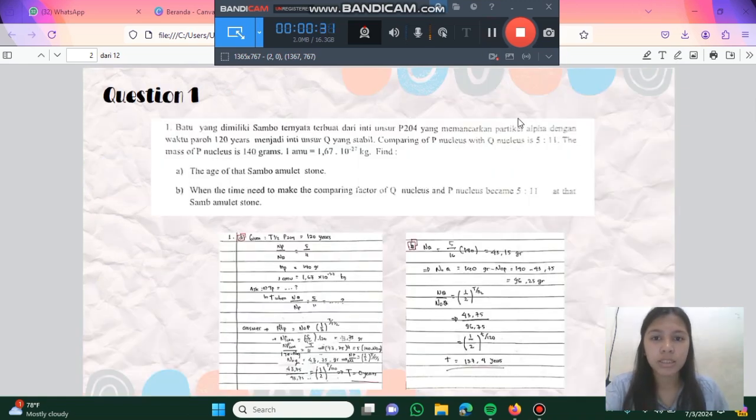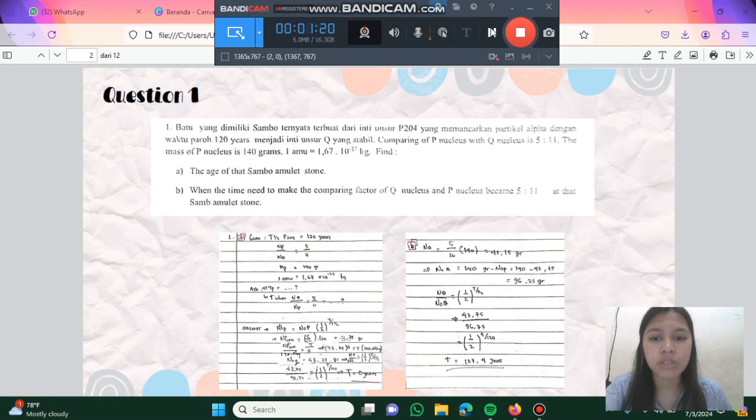Number 1. The stone owned by Sambo turns out to be made of the nucleus of element P-204, emitting alpha particles with a half-life of 120 years to become the stable nucleus of element K. The ratio of P nuclei to K nuclei is 5:11. The mass of P nuclei is 140 grams, with 1 amu equal to 1.67 times 10 to the power of -27 kilograms. Find A, the age of the Sambo amulet stone.